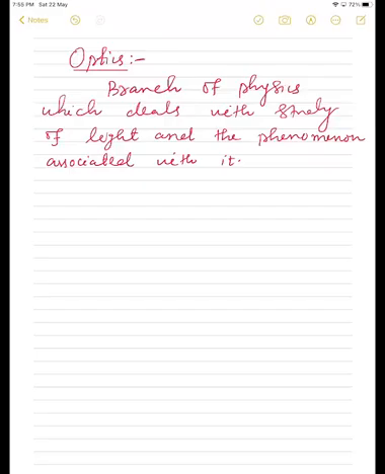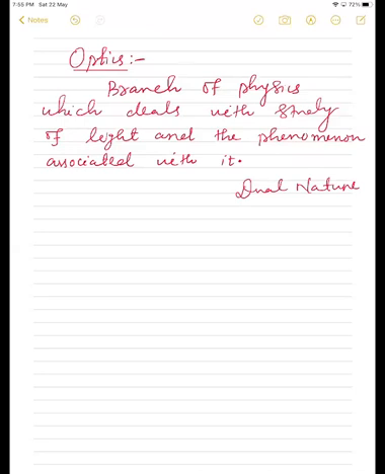Students, optics is the branch of physics which deals with the study of light and the phenomena associated with it. Okay, correct. Actually, light has dual nature. That means sometimes light is treated as a particle, sometimes as a wave. Sometimes the energy is transferred in packets, and a packet of energy is known as a photon.